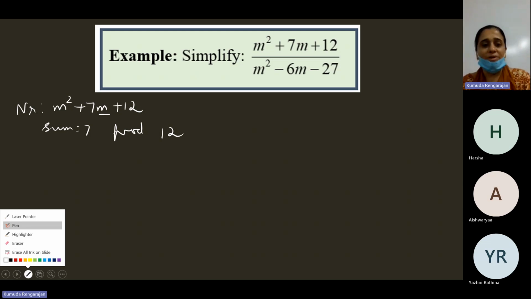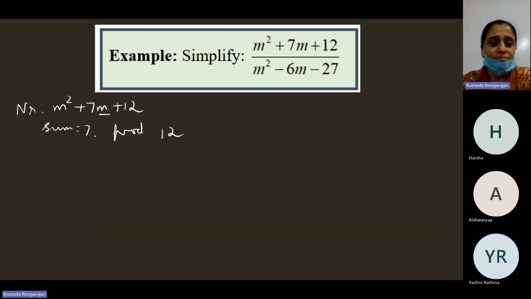Have a look at the video and complete the assignment, which I'll be posting on WhatsApp. So children, it'll be like this. Sum and product, so the numbers are 4 and 3. 4 plus 3 is 7 and 4 into 3 is 12. So you'll have to split the middle term.